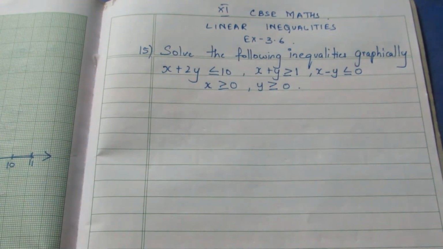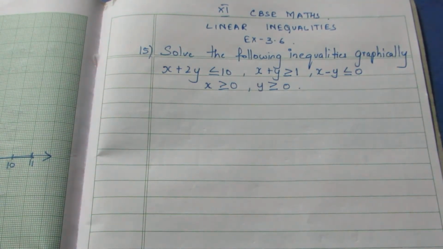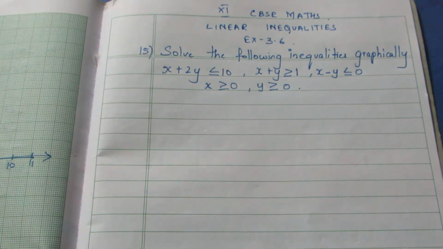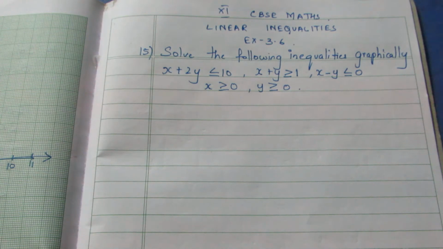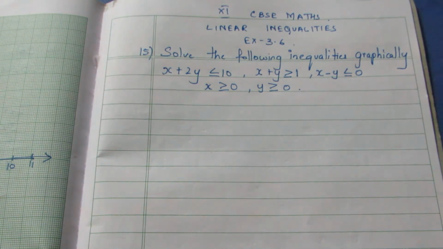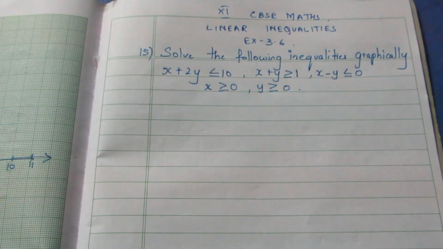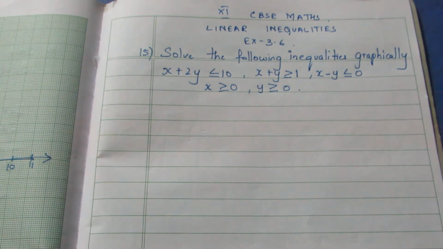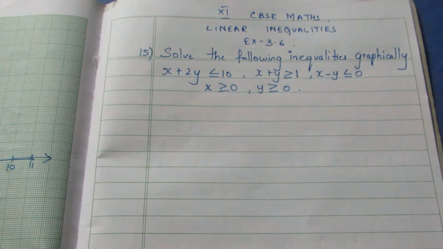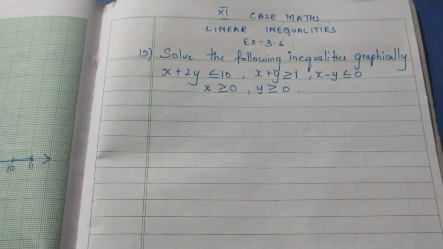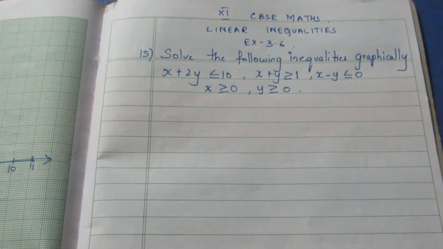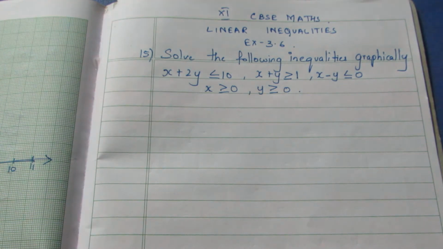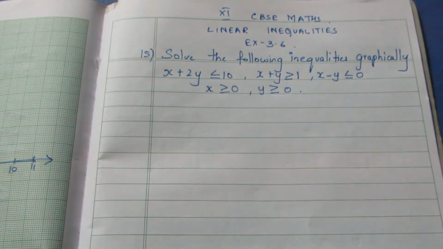Today we are going to see 11 CBSE Maths Linear Inequalities exercise 3.6 question number 15. Let's see the question. Solve the following inequalities graphically. So we are going to solve this by graph. The given question is x plus 2y is less than or equal to 10, x plus y is greater than or equal to 1, x minus y is less than or equal to 0, x is greater than or equal to 0, y is greater than or equal to 0.